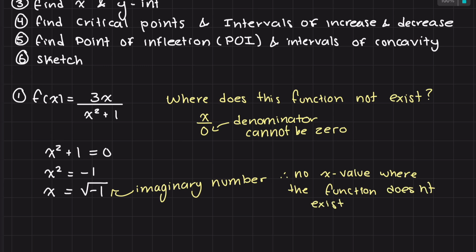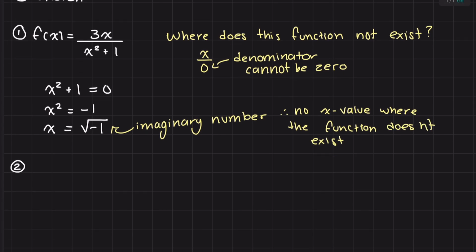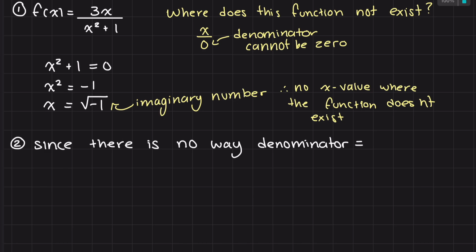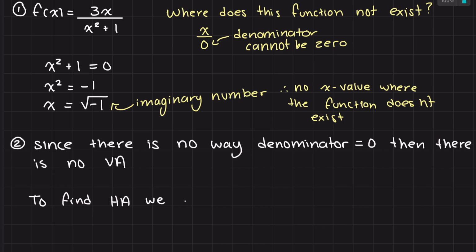With that said, we can now move on to step 2, which is finding the vertical asymptotes as well as the horizontal asymptotes. When we already looked at the domain, we realize that there is no way that the denominator will ever equal 0. And that tells us that there is no vertical asymptote, which means we can now move on to finding the horizontal asymptotes.